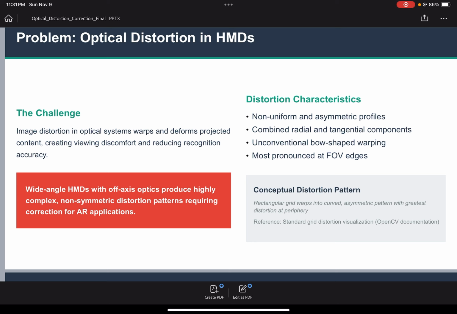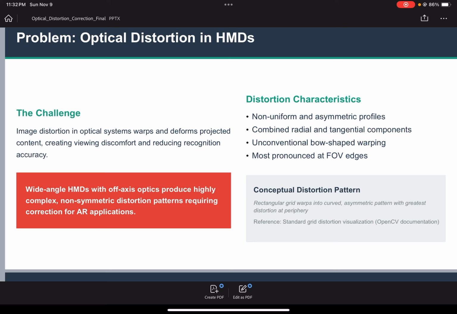The challenge becomes especially severe in modern HMDs because they use wide-angle optics with off-axis configurations to achieve large fields of view while keeping the device compact and lightweight. This creates highly complex and non-symmetric distortion patterns that are very difficult to correct. Looking at the characteristics, we can see several features. It's non-uniform and asymmetric across the viewing areas.